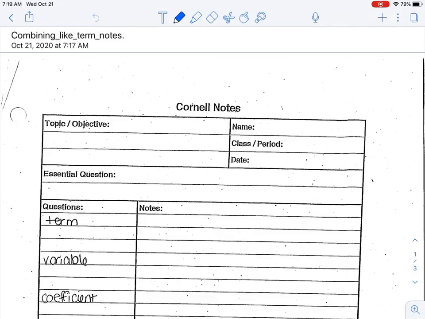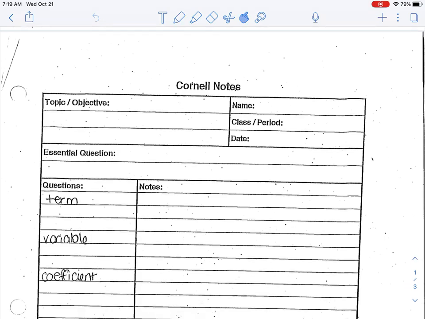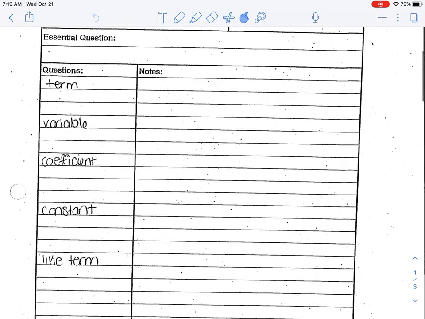Good morning. Today we're going to be learning about combining like terms, but before we do all that, there's a couple of definitions that we need to get. And those definitions are term, variable, coefficient, constant, and like term. So let's start off with the term definition.